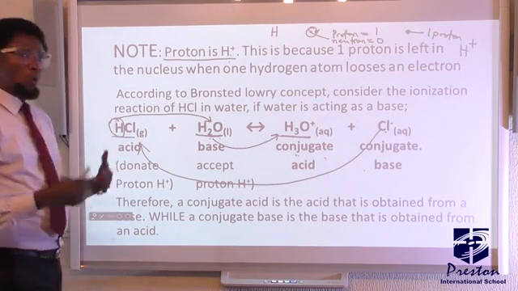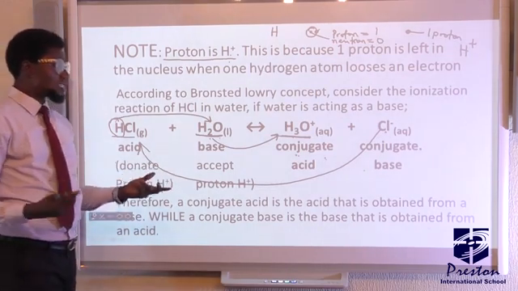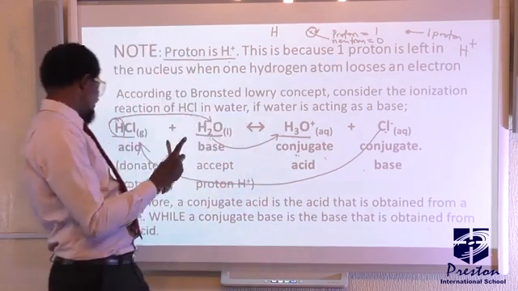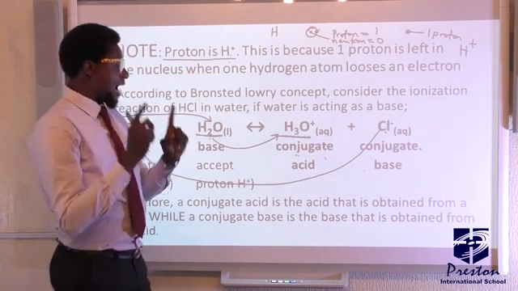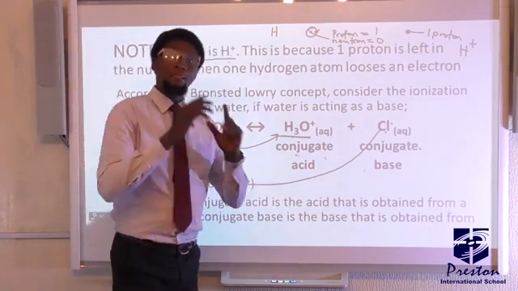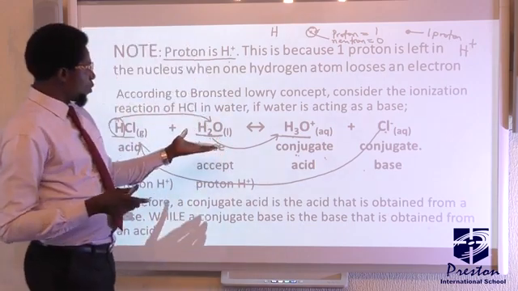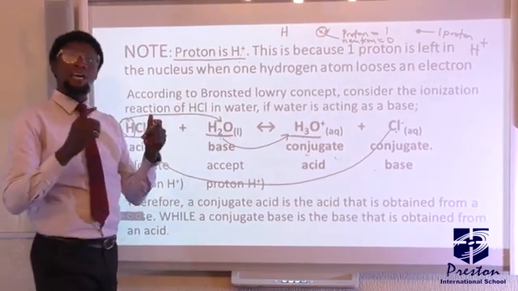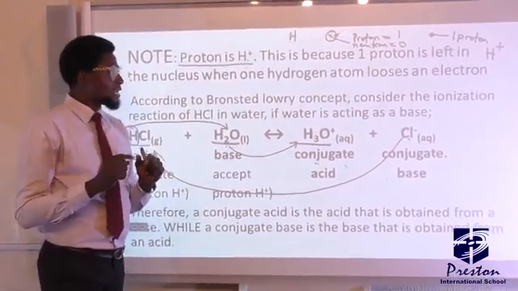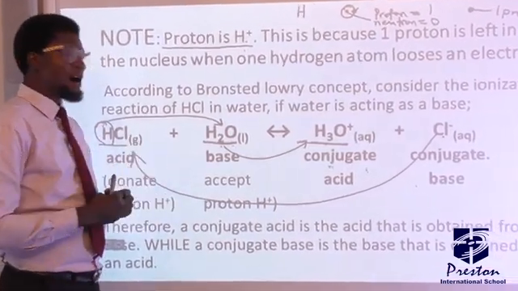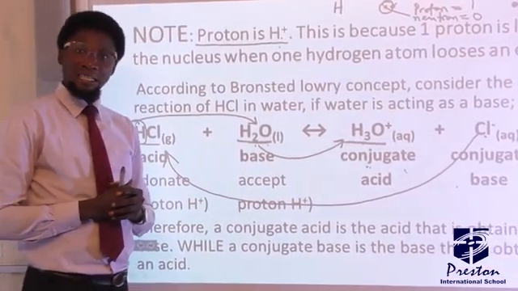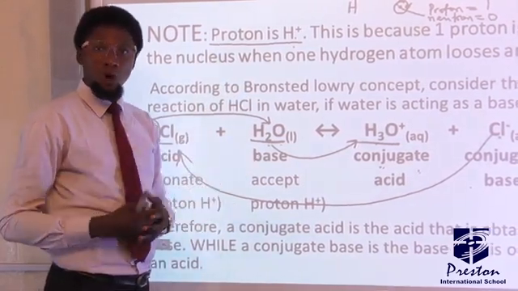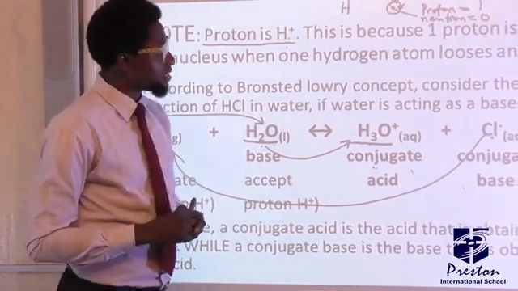Now, you might be asked, what are conjugate acids and bases? Conjugate acids are those acids that are obtained from a base, while conjugate bases are those bases that are obtained from an acid. Alright? I believe with this short description in my video, students should be able to identify what a conjugate acid and a conjugate base is whenever you have an ionization reaction of an acid. And we must also be able to explain the various schools of thought as regards the definition of an acid.